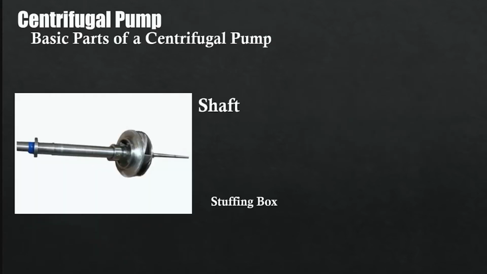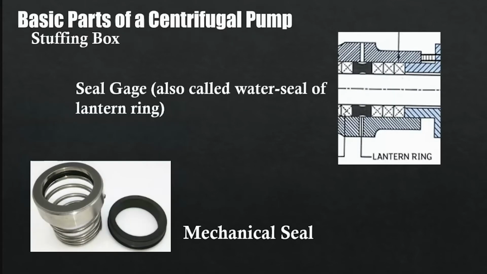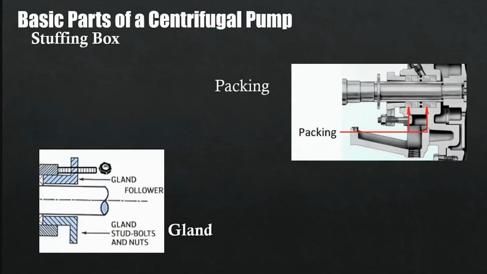The next is the shaft. It transmits power from the driver to the impeller. Next is the stuffing box. This is a means of throttling the leakage which would otherwise occur at the point of entry of the shaft into the casing. Next is packing. This is the most common means of throttling the leakage between the inside and the outside of the casing. Next is the gland, which is to position and adjust the packing pressure.